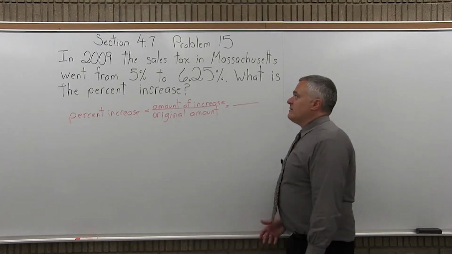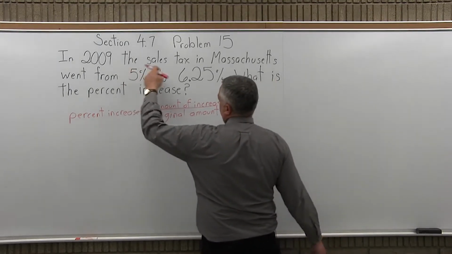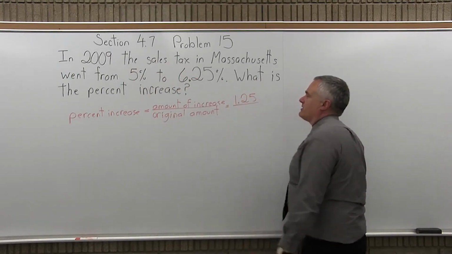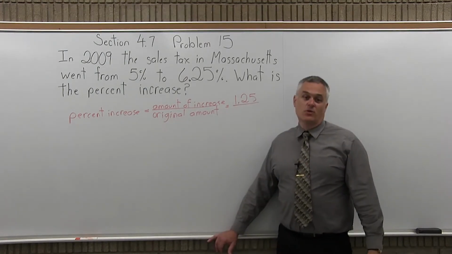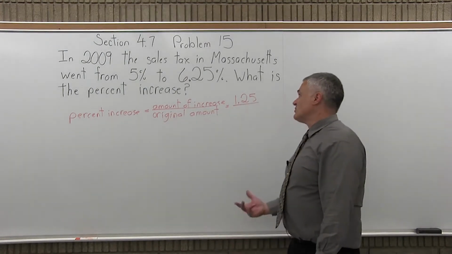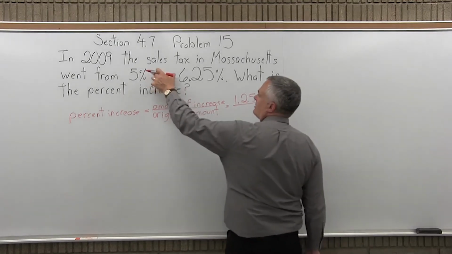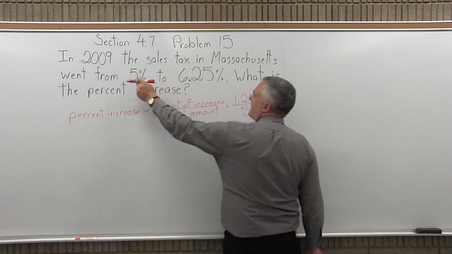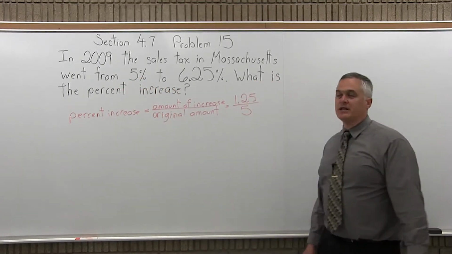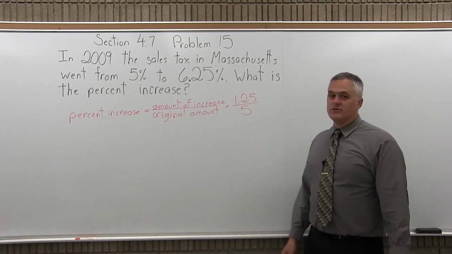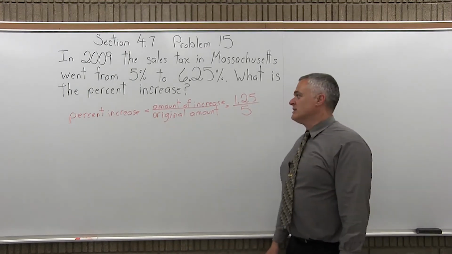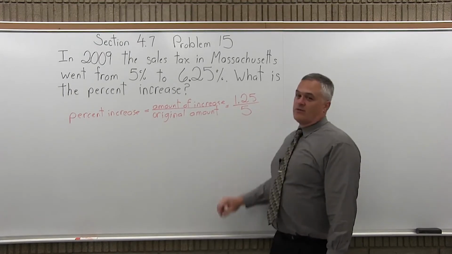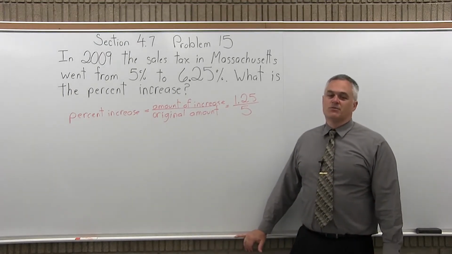So to fill that in, the amount of the increase from a 5% sales tax to a 6.25% sales tax, I don't have to write out the subtraction, I can see it easily enough, is a 1.25 percentage increase in the amount of the increase. Now the original amount is 5. That's what the sales tax used to be, 5%. And this is a true thing. In 2009, they did increase it. The state needed more revenue. So that is the answer, 1.25 over 5, but we want to express that as a percent.